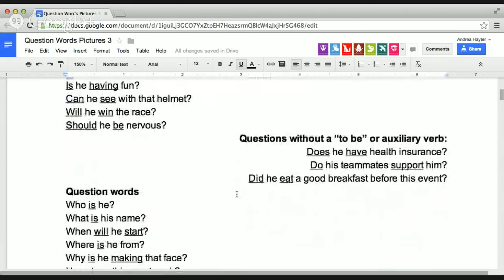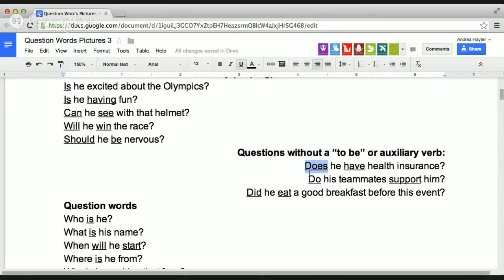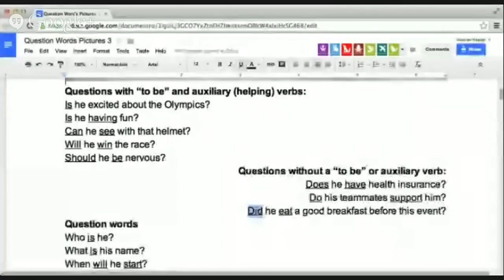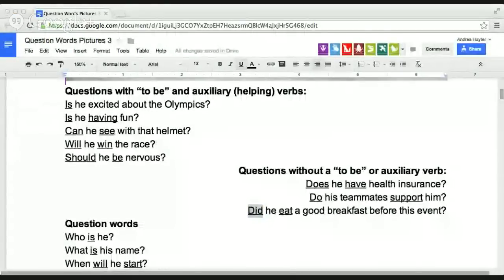Sometimes you have a verb that is not a to-be verb, like have. You have to add do or does or did in front of it. So here we have, does he have health insurance? Now instead of is, we have does, then your subject, and then your verb. Does he have? Do his teammates, so plural, do his teammates support him? Support is your verb. It's not a to-be verb. It's also not a helping verb. So that has to go with do before. And then another one, past tense: did he eat a good breakfast before this event? So we will practice using those a lot today.